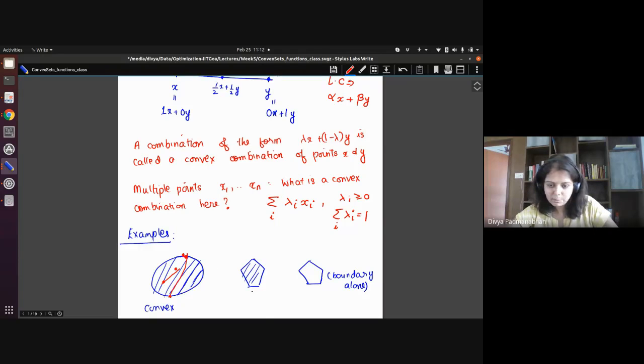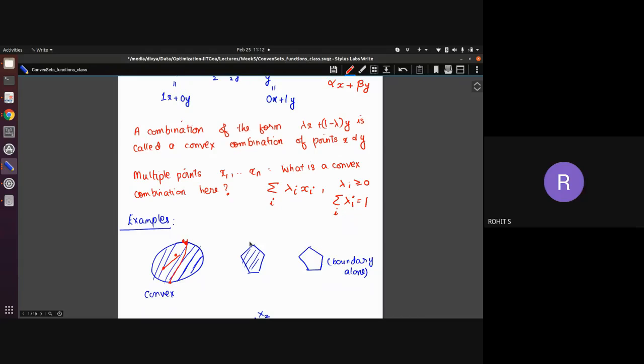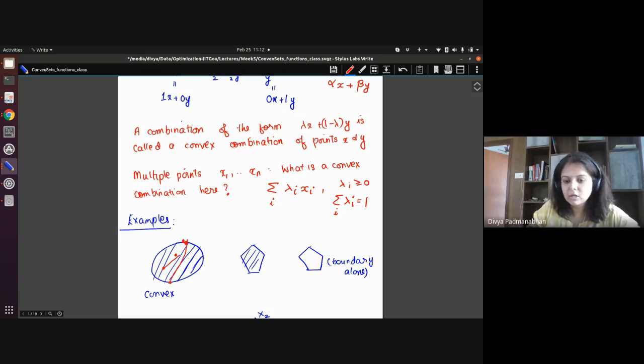Now similarly, this is a polygon, and if I take all the region inside the polygon, that's a convex set. Now what about this? This is the polygon and I'm taking only the points on the boundary of this polygon. Is this a convex set? It's not a convex set, right? Because you take some 2 points here, anything that you draw in between these two doesn't lie in the set. So it's not a convex set.